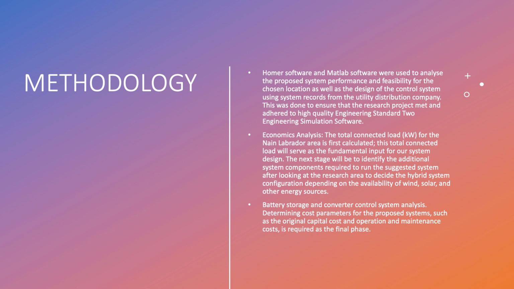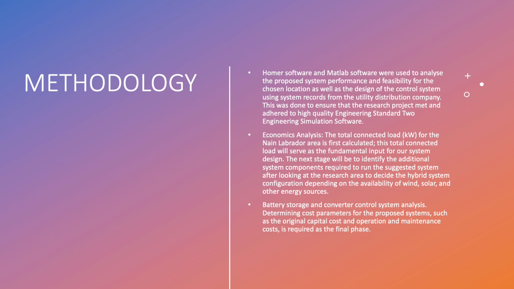HOMER software and MATLAB software were used to analyze the proposed system, performance and feasibility of the chosen location, as well as the design of the control system, using system records from the utility distribution company. That was done to ensure that the research project met and adhered to high quality engineering standards too.